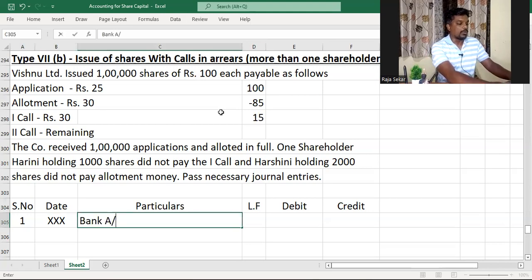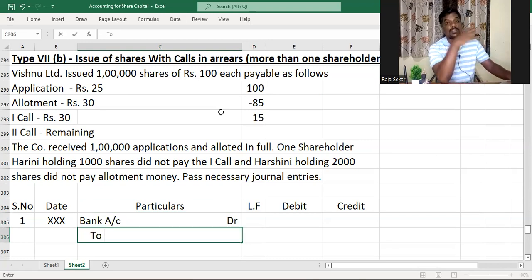Now let's account for the issue of shares. Calls and arrears starts from allotment only. It's only when we are receiving the allotment money that we need to account for arrears, because that is when we will come to know that it has been in arrears. So the other journal entries till then are going to be the same.